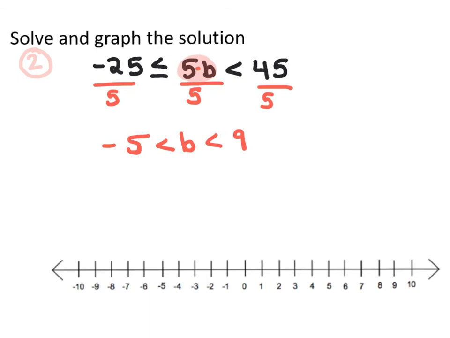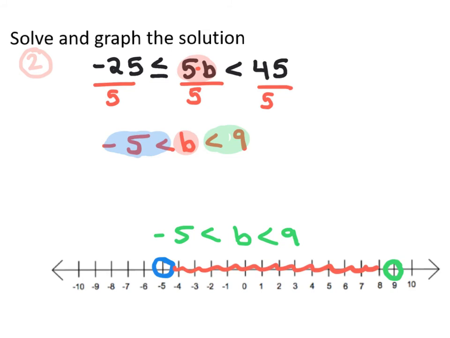So now if I were to graph these, I have negative 5 with a less than, so it's going to be an open circle. So I can find negative 5, put an open circle. Then I have a 9 with a less than, so it's going to be an open circle at 9. And then the middle is this value of b, so I'm going to shade the middle of our graph. So we have our final answer is negative 5 is less than b is less than 9.